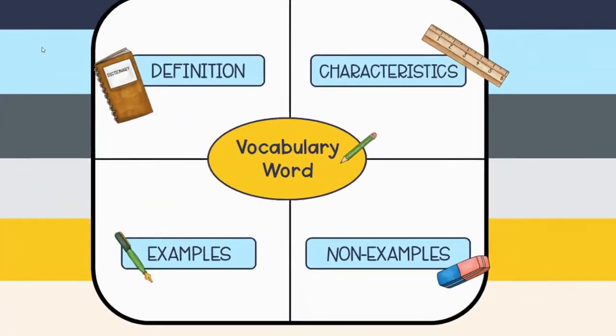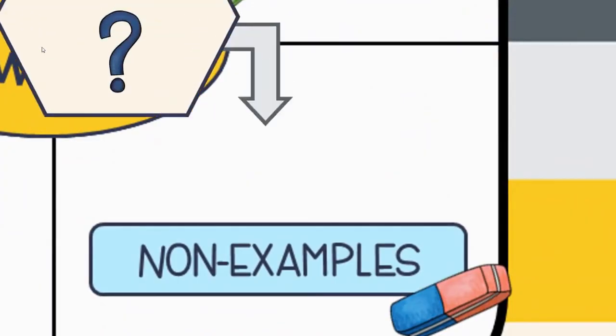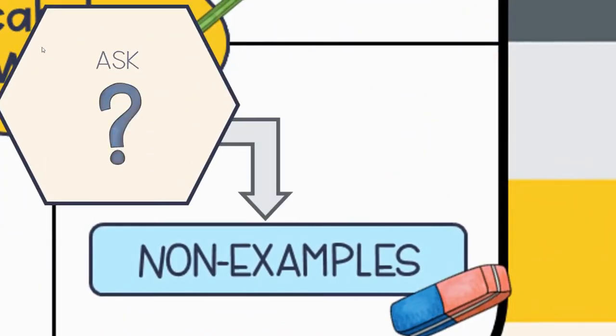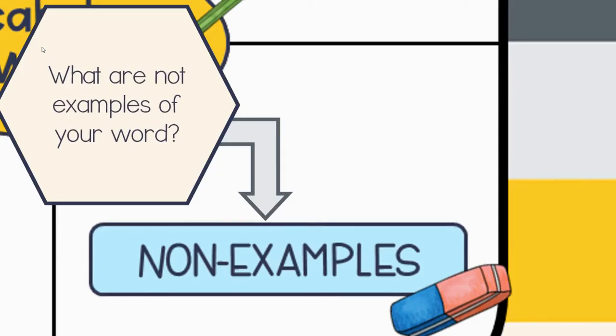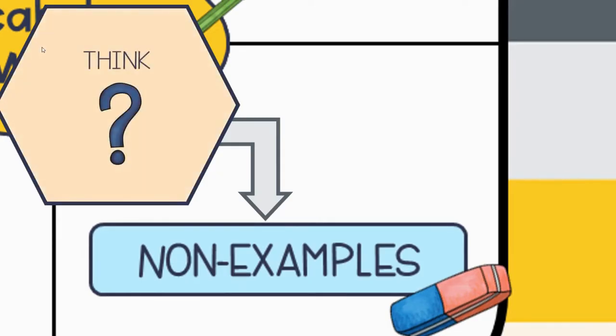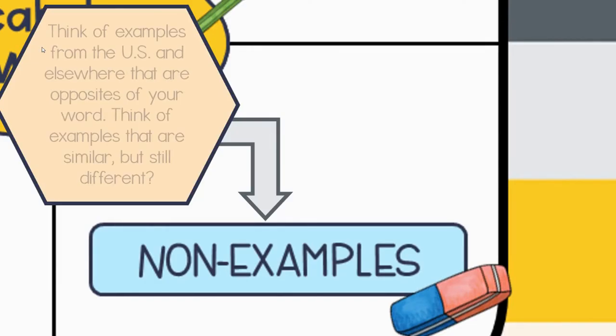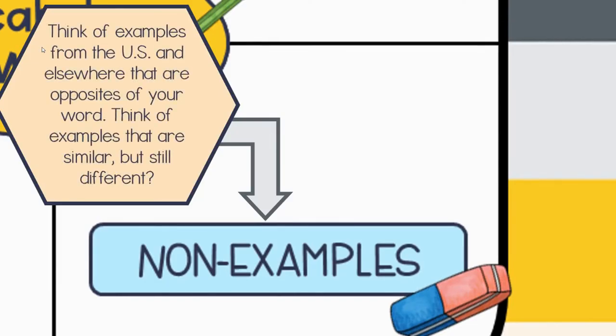And we are going to do the same process with the non-examples. First, we will ask, what are not examples of your word? And then once again, we're going to think about as many non-examples that we can from the US or anywhere else. It really helps to think of opposites of your word or think of examples that are similar but still a little bit different. The opposites and the words that are similar but still different is where you will really learn the most about your word.